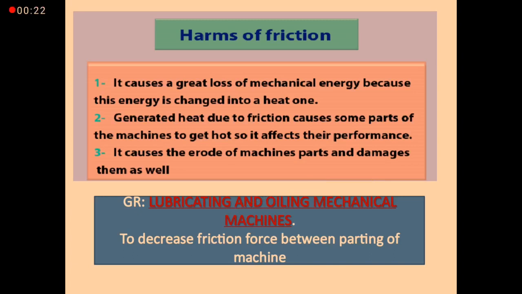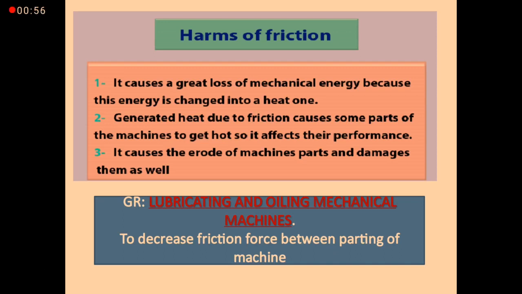Second part, harms of friction. Friction causes a great loss of mechanical energy because this energy changes into heat. This means that when moving parts of a machine rub above each other, it converts mechanical or kinetic energy into heat, and this heat makes damage or erosion of the machine. So a lot of money is wasted. This is the harms of friction force.